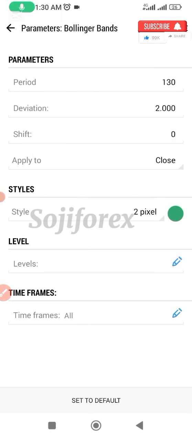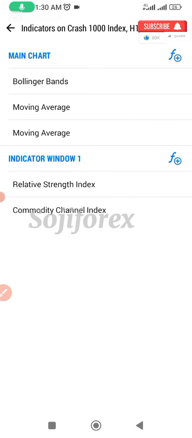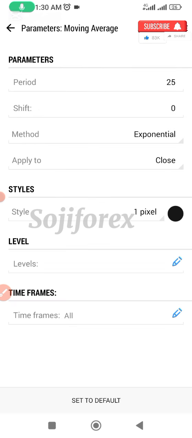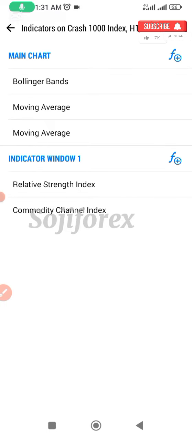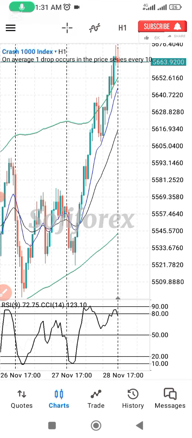the Bollinger Band period 130, deviation 2.0, shift is 0, you apply to close, and the moving average 25 exponential, just as you are seeing, moving average 10 exponential, and my relative strength index, the period is 9, and here are the levels, and then the commodity channel index. All this can be combined with your price action to aid your profitability. I'll be showing you this on Crash 1000 and on Crash 500.